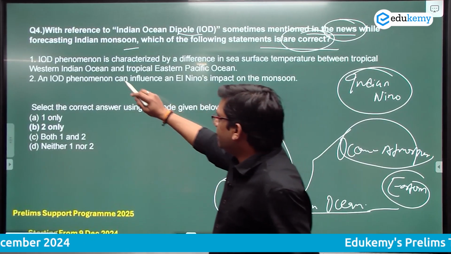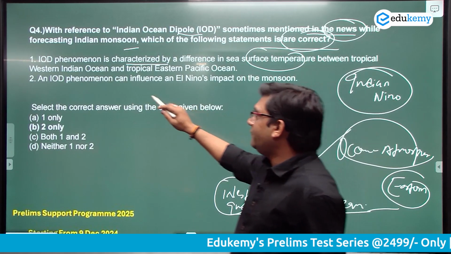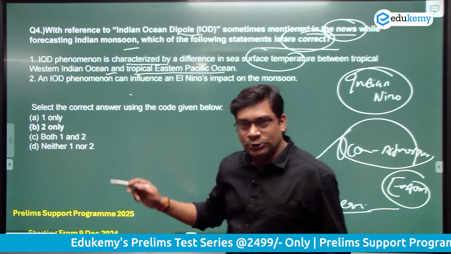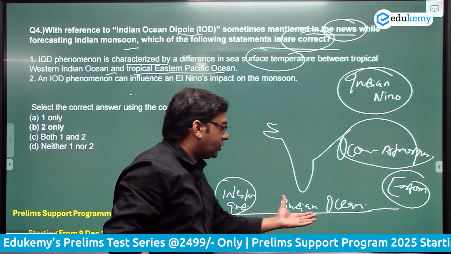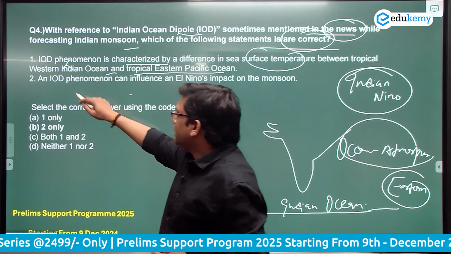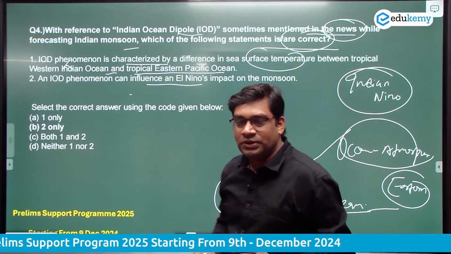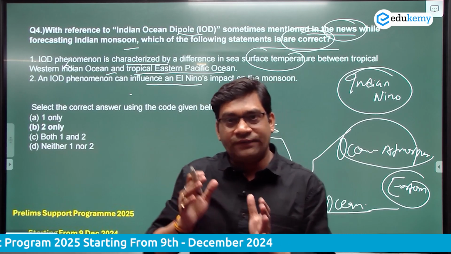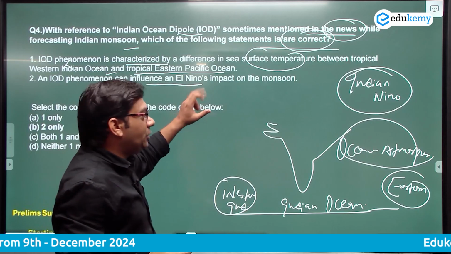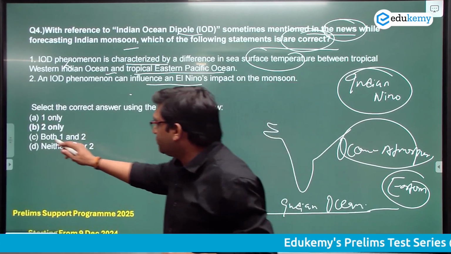So first statement, a phenomena is characterized by the difference in sea surface temperature between tropical western Indian Ocean and tropical eastern Pacific Ocean. तो पहला स्टेटमेंट गलत हो गया क्योंकि मैंने यहाँ पर बताया it is more associated with your Indian Ocean, not Pacific Ocean. So statement first is wrong. Second is Indian Ocean Dipole phenomena can influence the El Nino impact on the monsoon. I said Indian monsoon is affected by most of the phenomena, El Nino, La Nina, Indian Ocean Dipole. Yes, the statement 2 is correct. Okay, so only one statement is correct, that is option B.